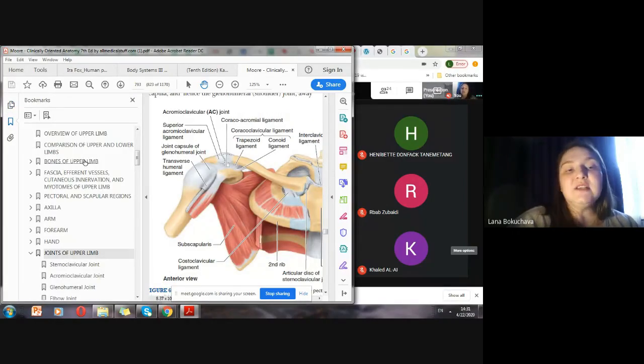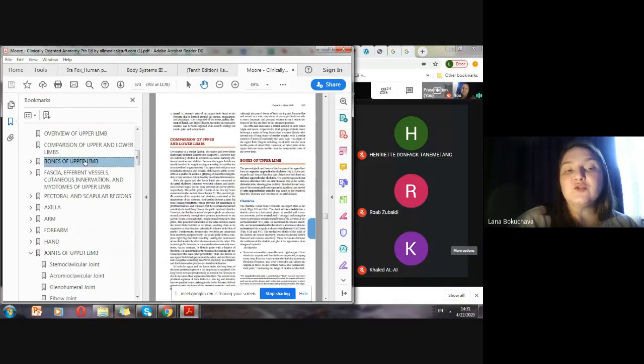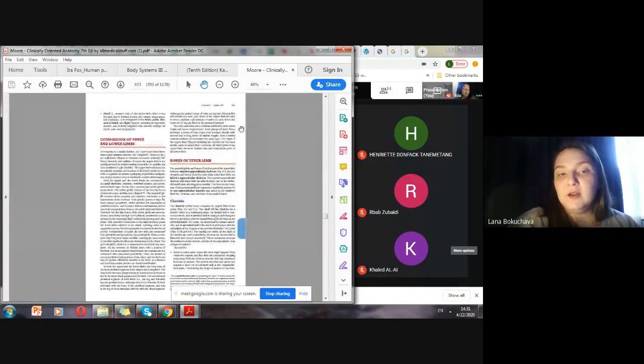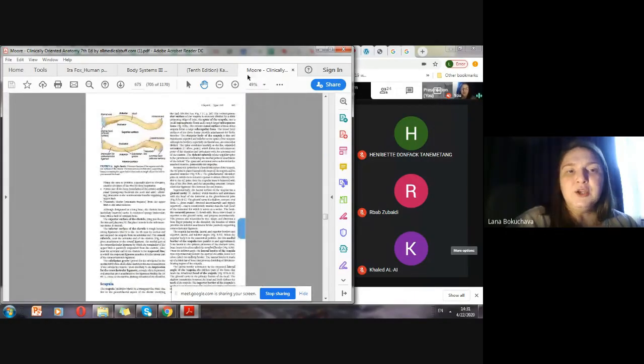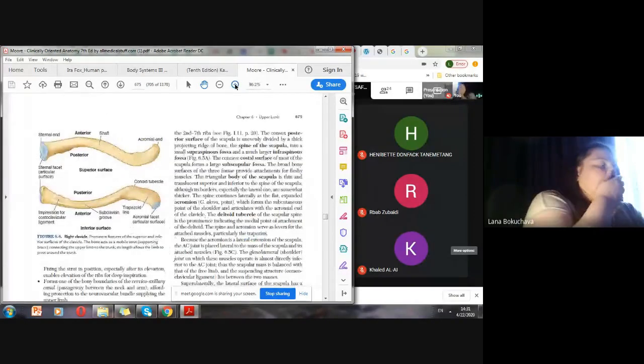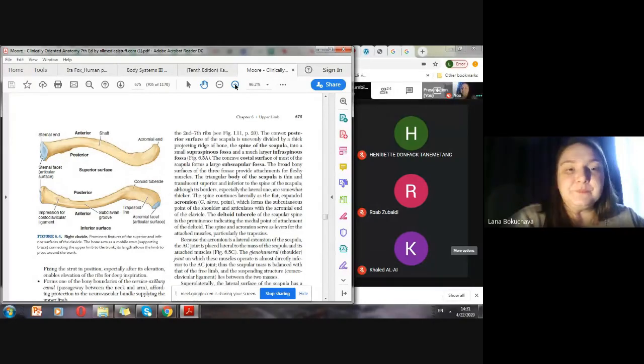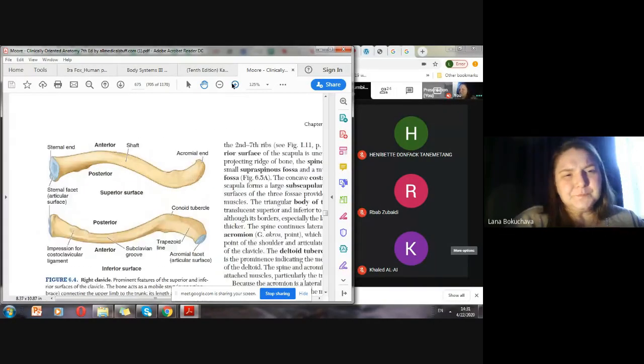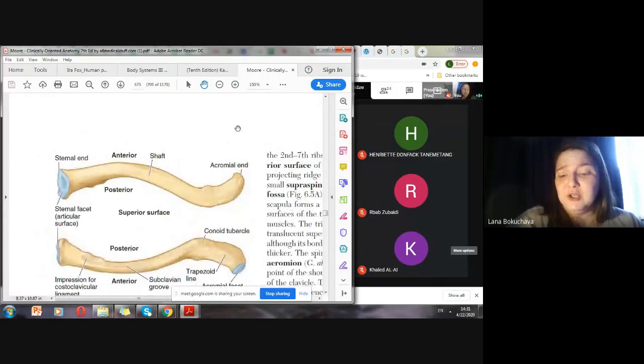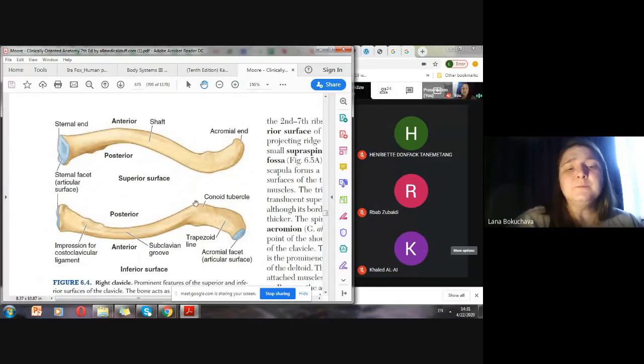Why? Because here, back again in the bony structures of the clavicle, you could see the conoid tubercle, which you can see particularly here. Look. Conoid tubercle and a part of the trapezoid line.